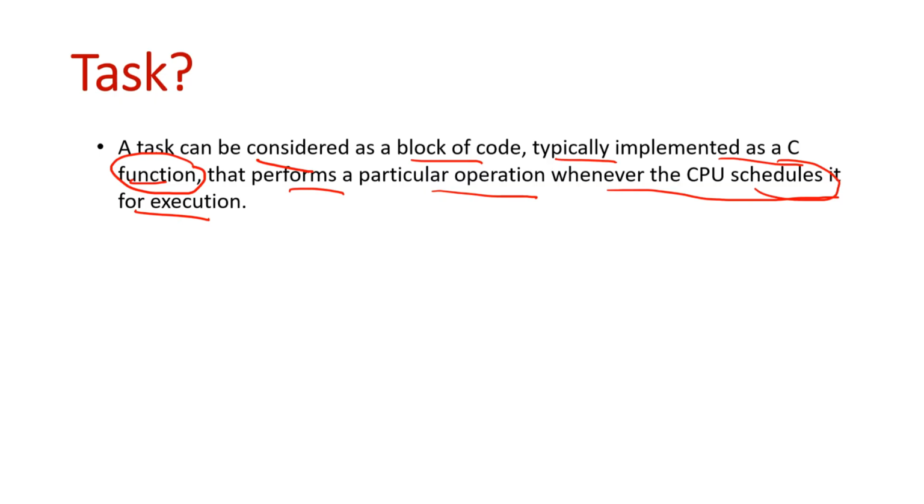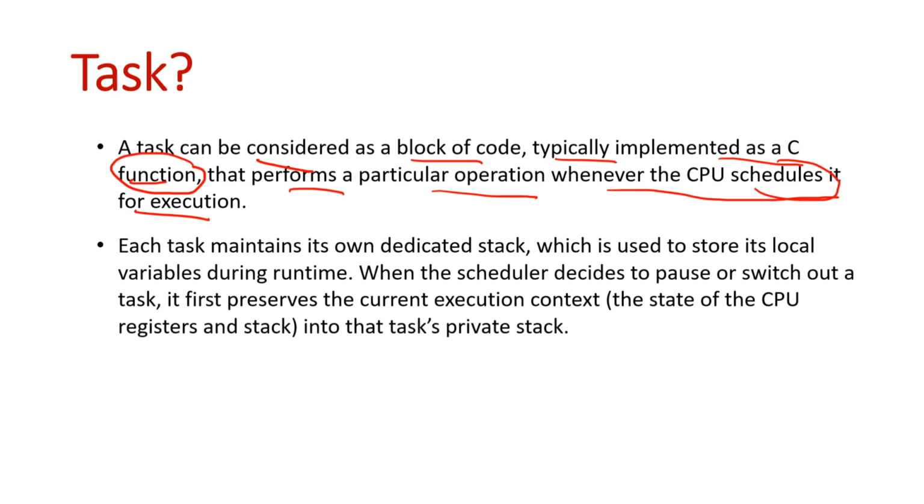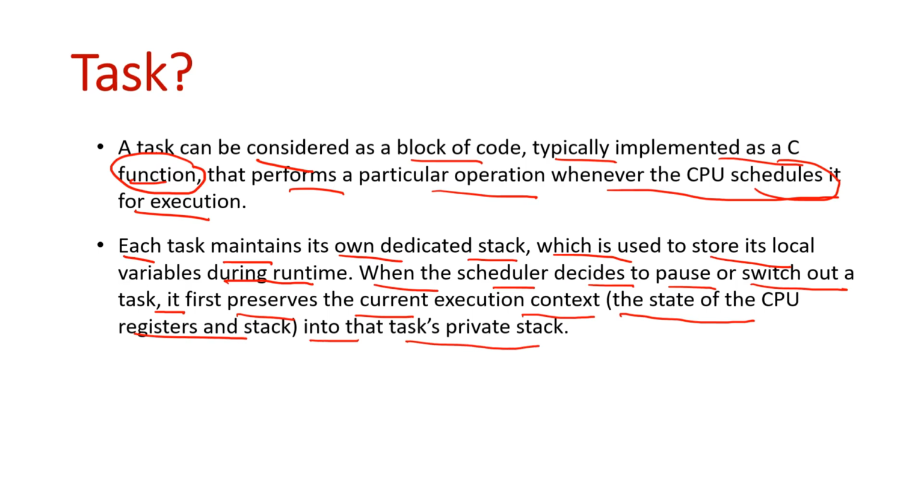That is called a task. Now see here, each task maintains its own dedicated stack, which is used to store its local variables during runtime. When the scheduler decides to pause or switch out a task, it first preserves the current execution context, that is the state of the CPU registers and stack, in the task's private stack. Here, for each task there is one stack that is called the task private stack.